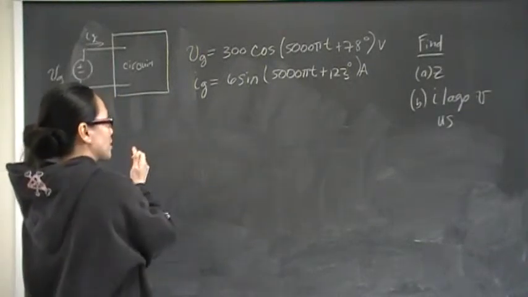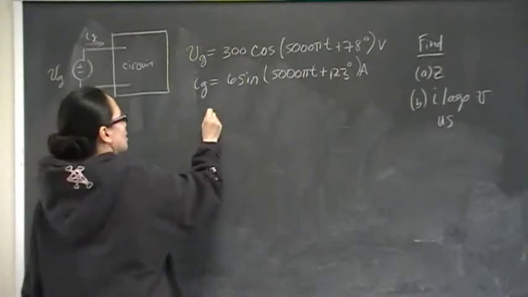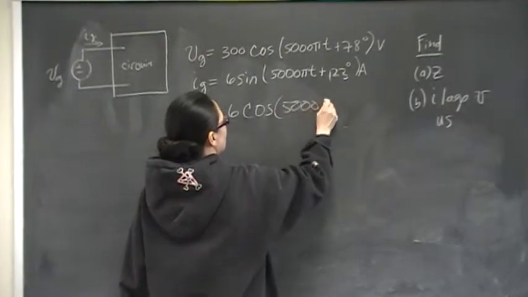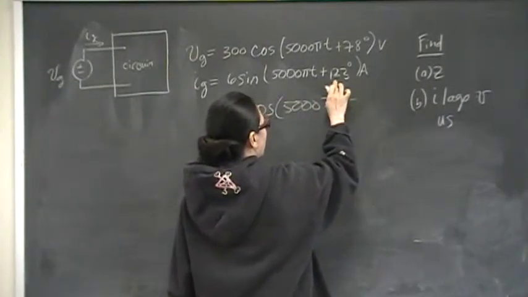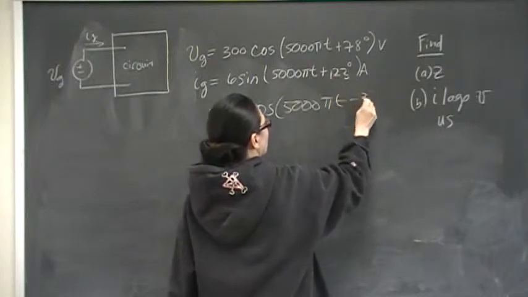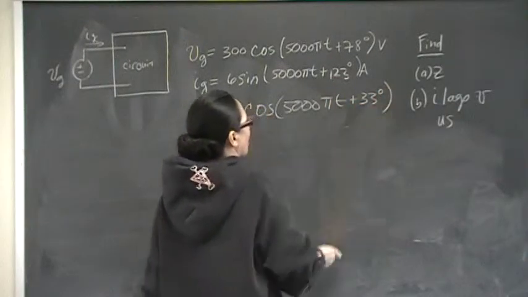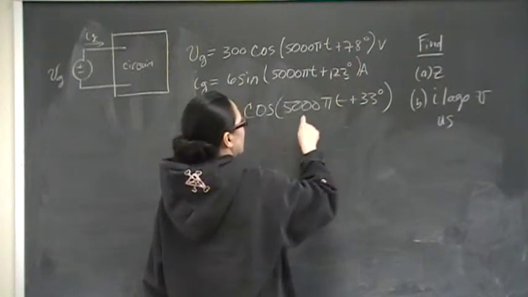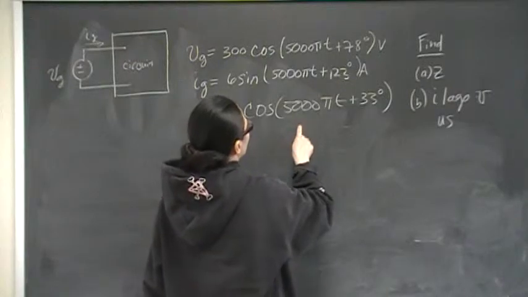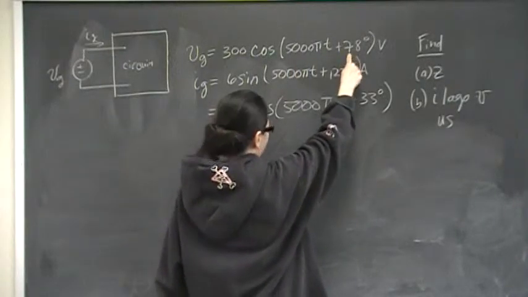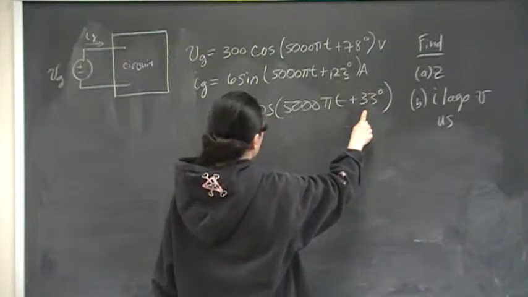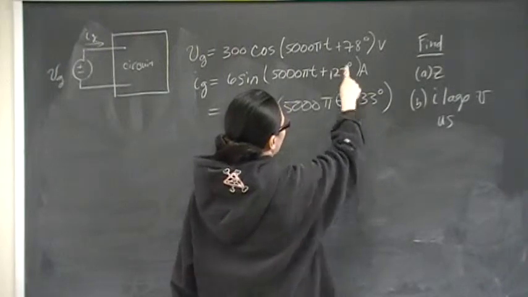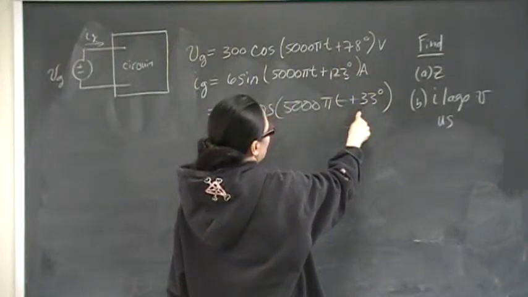So if we shift it back in time, they will overlap. So this is going to be 6 cosine(5000 pi t + 33 degrees) amps, since 123 minus 90 is 33. Now we see that they are out of phase. The voltage is shifted by 78, and the current is shifted by 33. So they are out of phase with each other. Voltage leads current by 45 degrees.